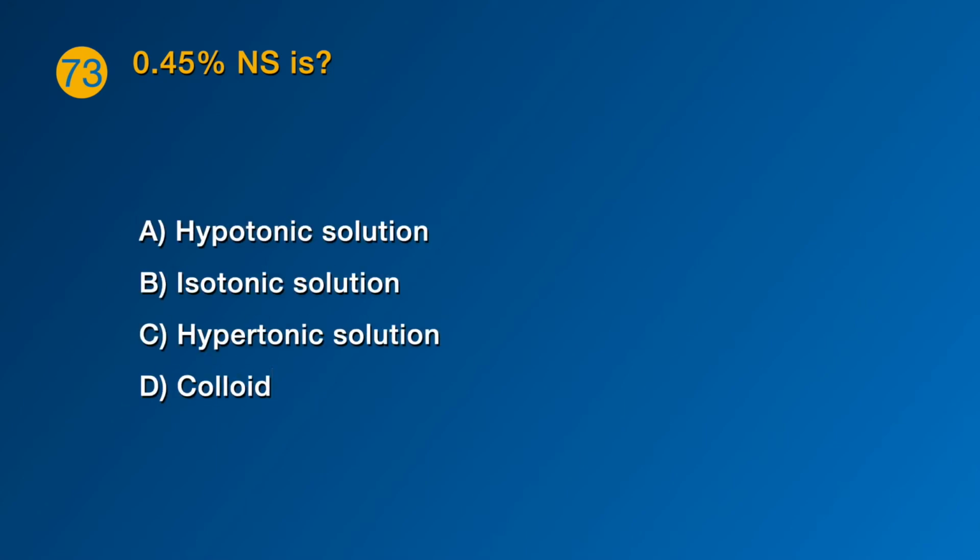Next question is, 0.45% NS is, options are hypotonic solution, isotonic solution, hypertonic solution and colloid. So correct answer is A, hypotonic solution. 0.45% normal saline is hypotonic solution when compared to serum plasma.